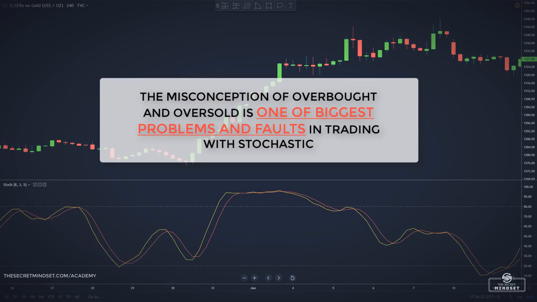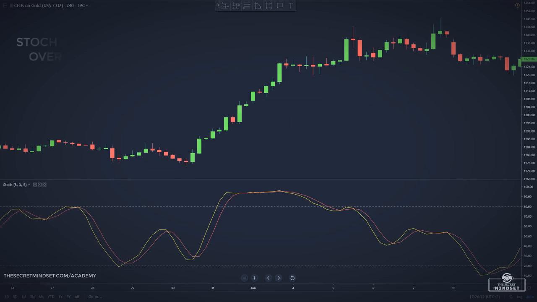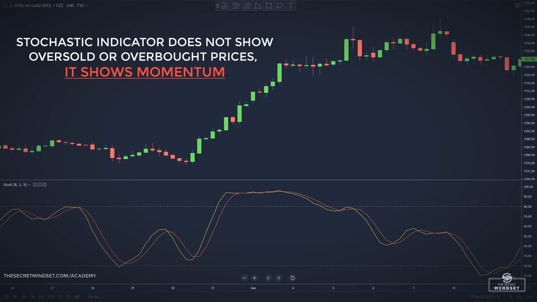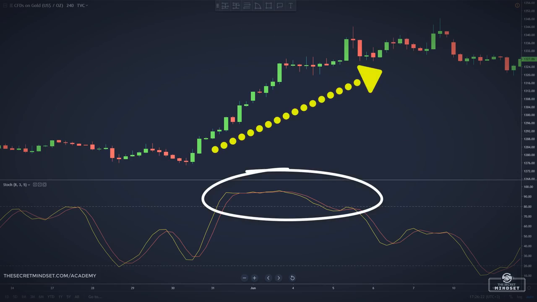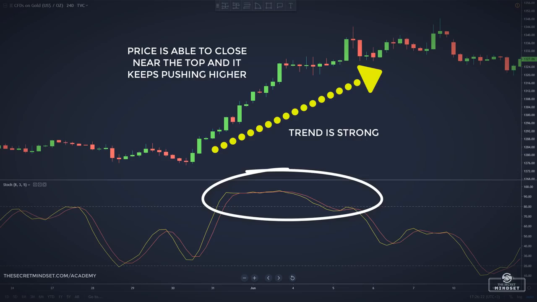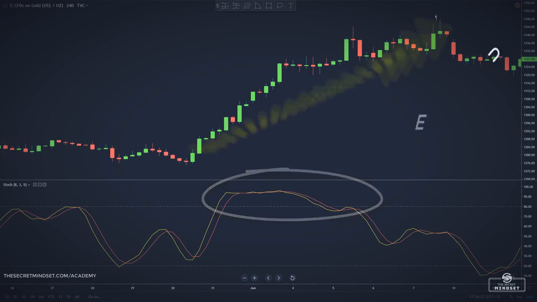After many years and a lot of money lost, I've realized that stochastic indicator does not show oversold or overbought prices. It shows momentum. When the stochastic is above 80, it means that the trend is strong, and not that it's overbought and likely to reverse. A high stochastic means that the price is able to close near the top and it keeps pushing higher. A trend where the stochastic stays above 80 for a long time signals that momentum is high and not that you should get ready to short the market.